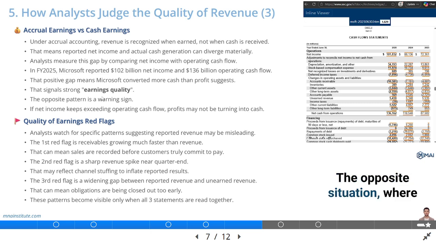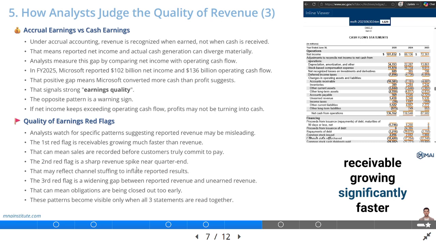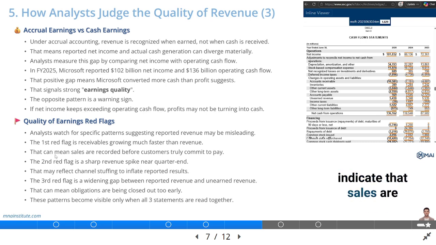The opposite situation, where net income consistently exceeds operating cash flow, is a warning that profits may not be converting into real cash. Quality of earnings. Red flags. Analysts look for several specific patterns that suggest reported revenue may not reflect the true state of the business. The first is accounts receivable growing significantly faster than revenue, which can indicate that sales are being recorded before customers have actually committed to paying.